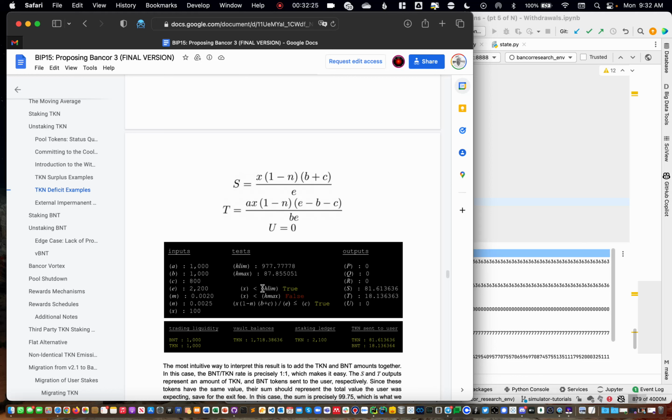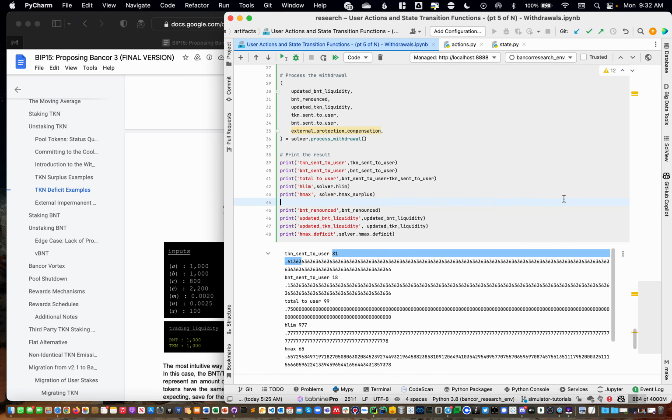You can, of course, do these tests for, is X less than H lim, is X less than H max, and basically arrive at these same conclusions. And then, of course, the caveat is that there are a couple of small deviations which I think you'll potentially pick up on if you go through it in extreme detail, but for the most part the results are going to agree.